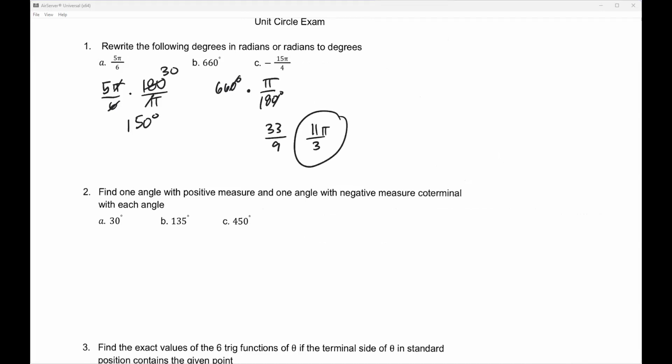And then letter C is negative 15 pi over 4. Multiply this by 180 over pi. Cancel. 4 goes into 180 how many times? 45 times. So negative 15 times 45. Anybody get that?